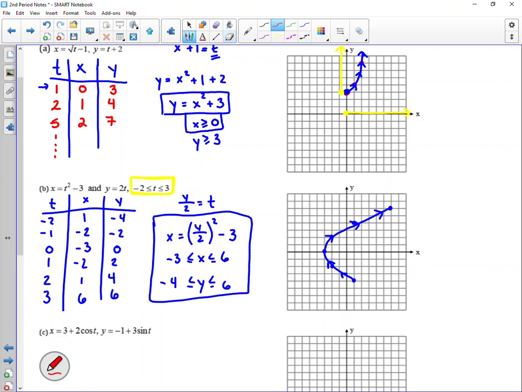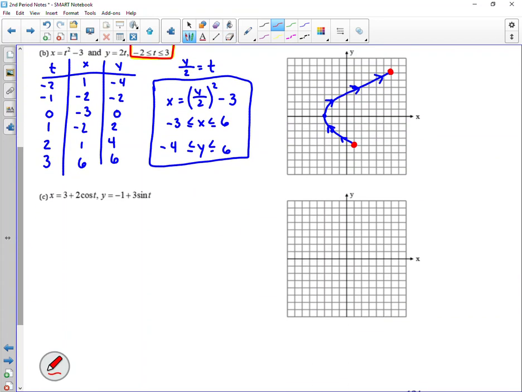And then don't put arrows at the ends of your parametric here, because this has a restricted domain, so it doesn't go on forever, so you don't want to plot more than that little path of the particle. Okay? All right, last one.